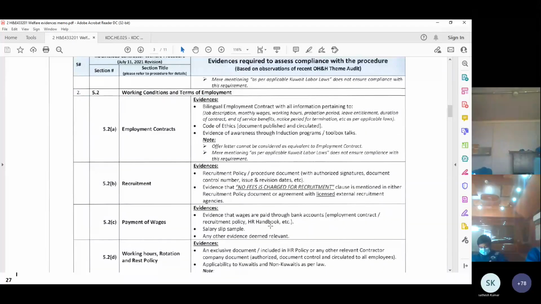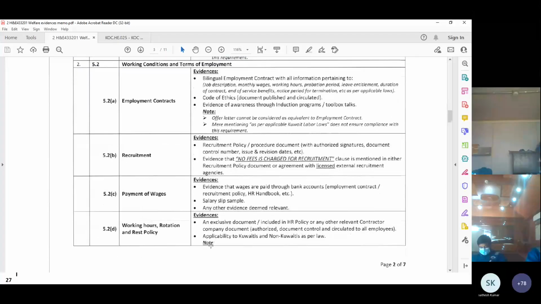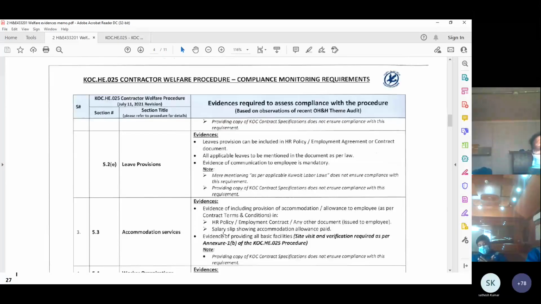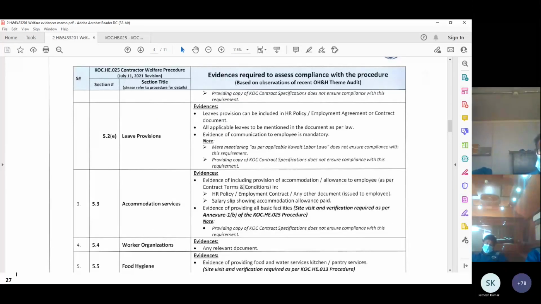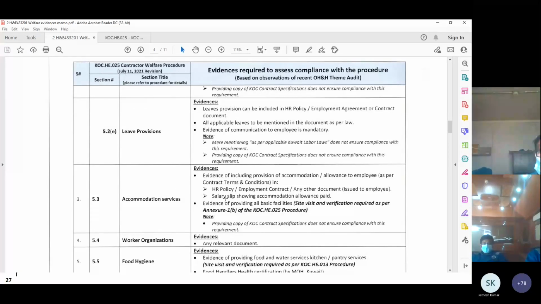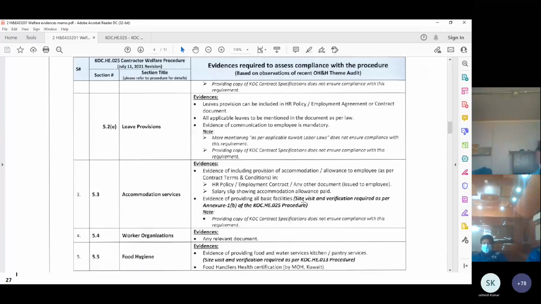Payment of wages, how it is being transferred, working hours, what evidence we'll be looking at, an exclusive document in HR policy applicable to Kuwaiti and non-Kuwaiti employees as per the law, and leave provisions, how the employees are being provided leaves. We'll be looking at the evidences. Leave provisions can be included in HR policy, all applicable leaves, and accommodation services as per the checklist. We'll be looking at it, but also the frequency and what system is being used. In case some accommodation is not provided, a salary slip showing accommodation allowances paid, that also we'll be looking at.